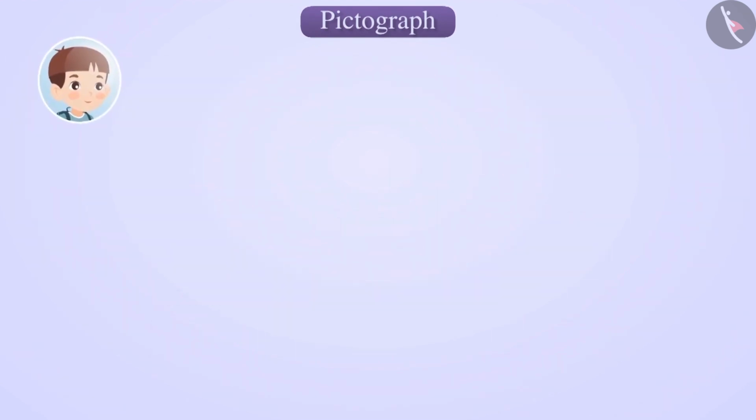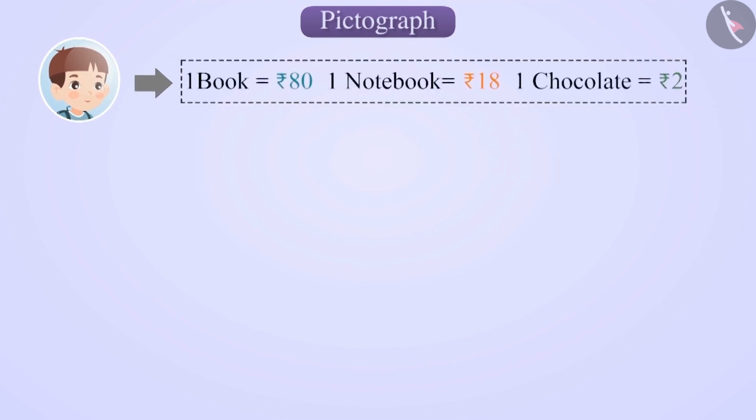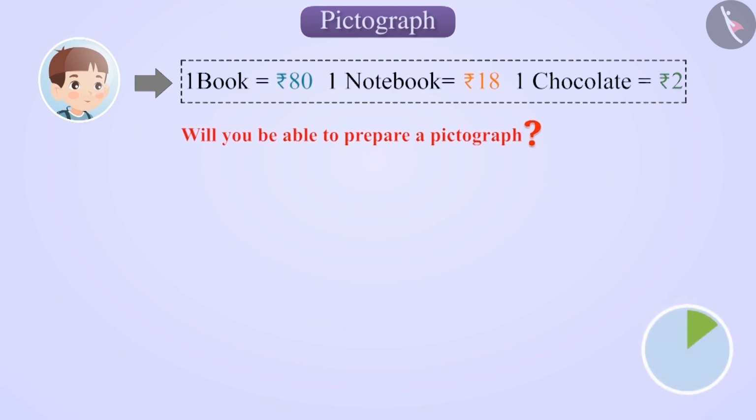Suppose Rahul went to a shop and bought a book worth rupees 80, a notebook for rupees 18, and a chocolate for rupees 2. Will you be able to prepare a pictograph based on the information provided? Pause the video and try yourself.